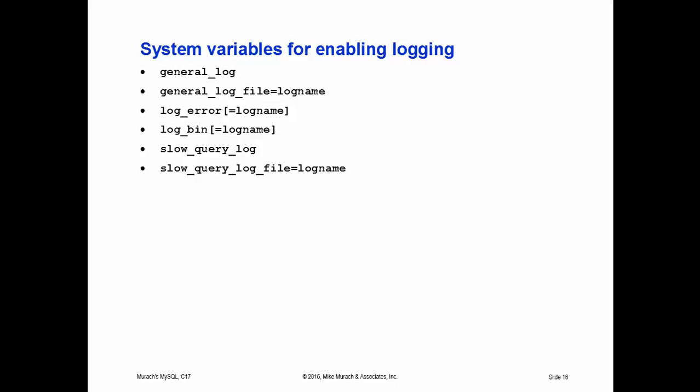The log-bin equal log name enables a binary log. The slow query log enables the slow query log with the default name of hostname hyphen slow.log. And the slow query log file equal log name specifies the name of the slow log.